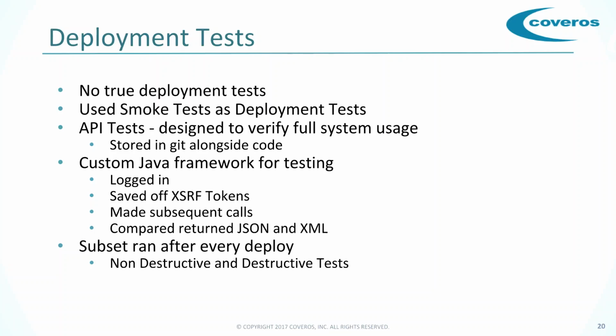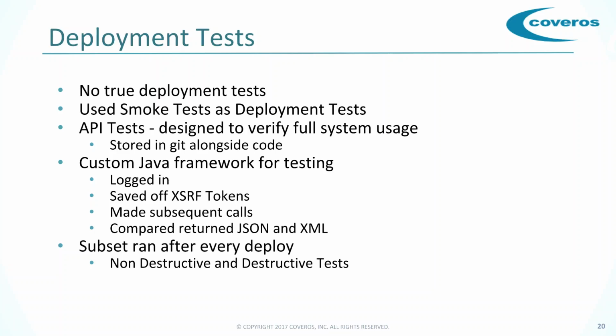So the first thing that we would do upon deploying the application. Again, these are all on a deployed application. We talked earlier a little bit about the testing that we did on the actual code itself, but what we wanted were some deployment tests. Unfortunately, we didn't actually have true deployment tests. So instead, what we used were smoke tests for verifying that the system was actually up. And our smoke tests were, in fact, our API tests.